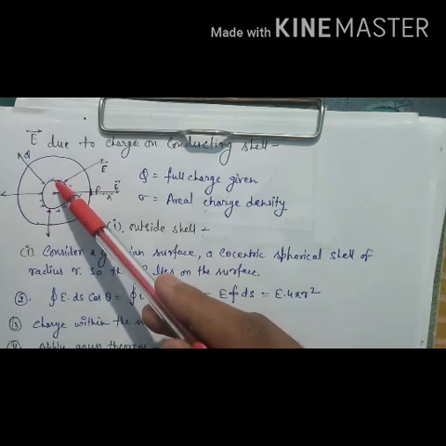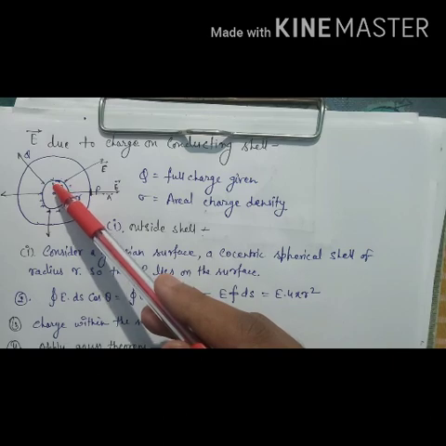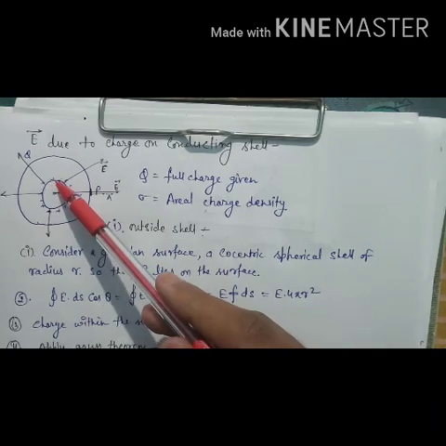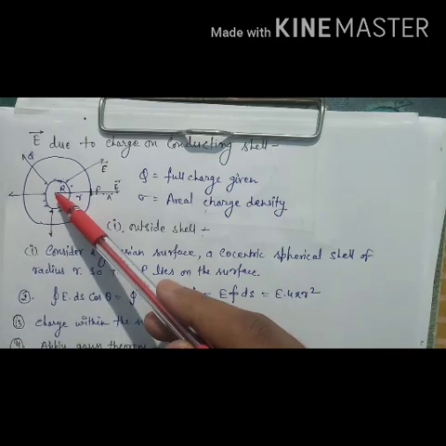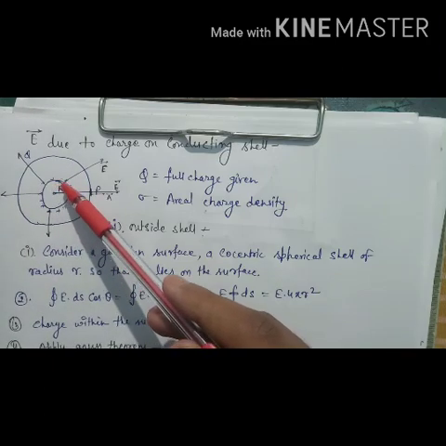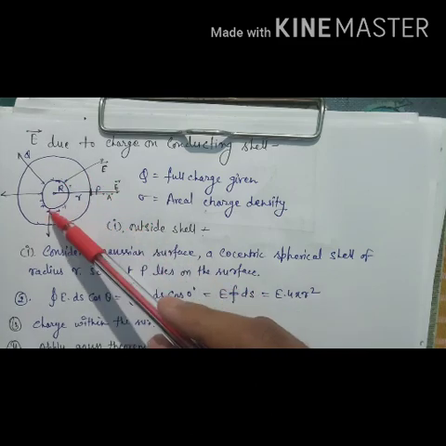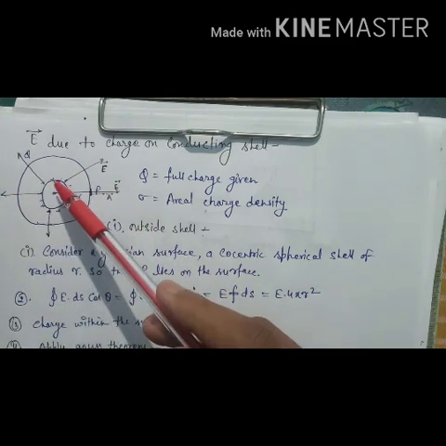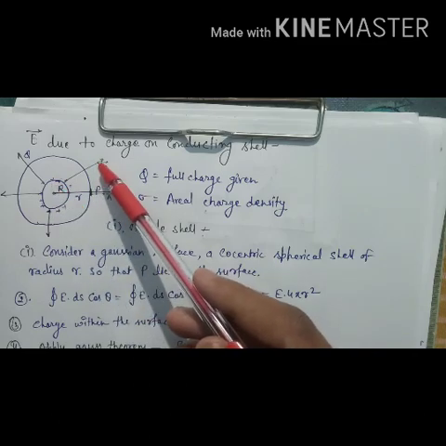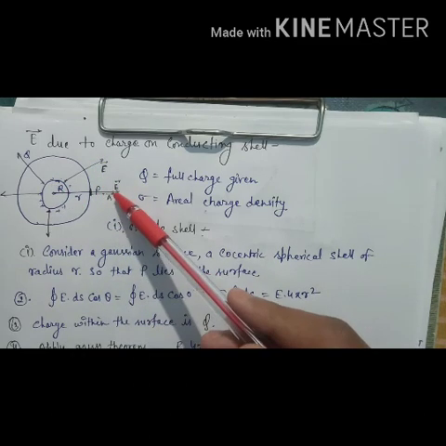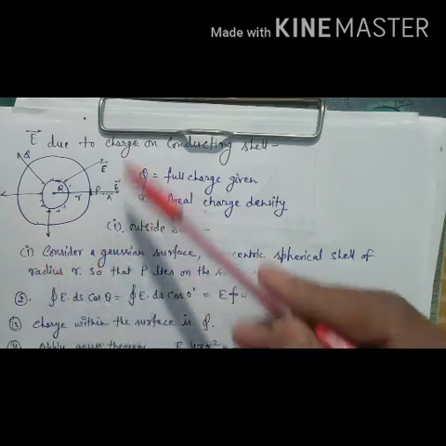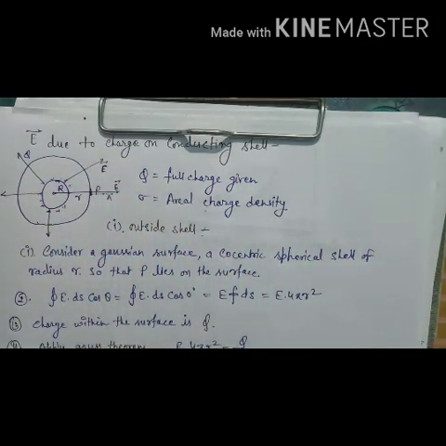We can imagine, or we can say we consider, the whole charge is placed at its center. Then the electric field direction should be radially outward. So the electric field intensity will be the same at this point, this point, and this point. So today we find out the electric field due to a conducting shell.